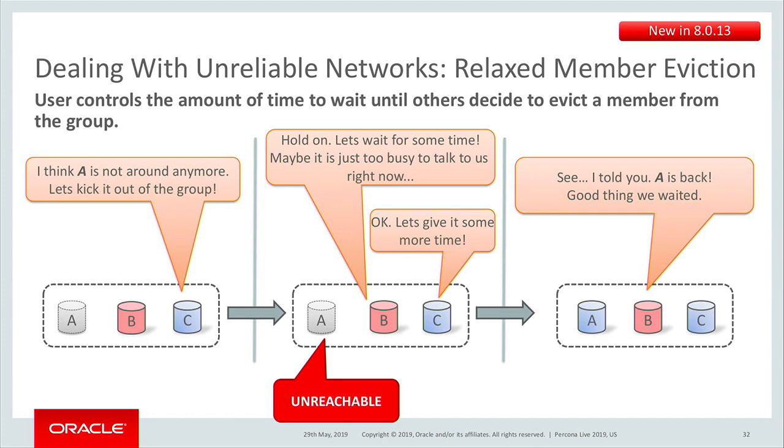So what people asked for was a mechanism to make the failure detector less nervous, in the sense that, okay, you may suspect, but you don't have to kill me right away. You don't have to evict me right away, right? So in this case, C is saying, well, I think that A is gone, right? And B says, okay, let's hold your horses.